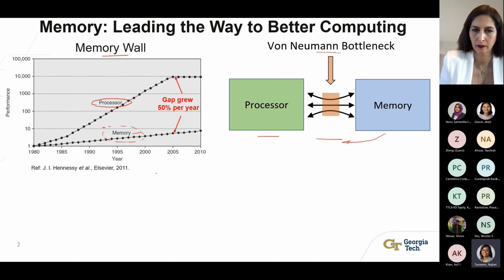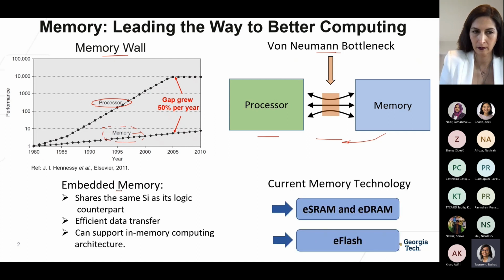So in data-centric applications, the game changer could be high-performance embedded memory devices. Unlike standalone memory, these devices share the same silicon as their logic counterpart, enabling efficient data transfer between the processor cores and the memory units, and thus can support in-memory computing architecture.